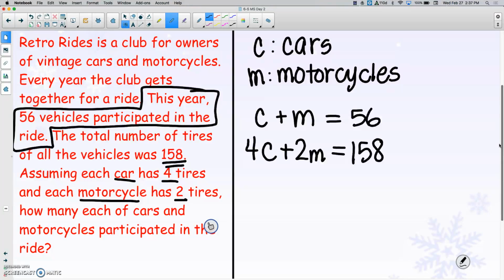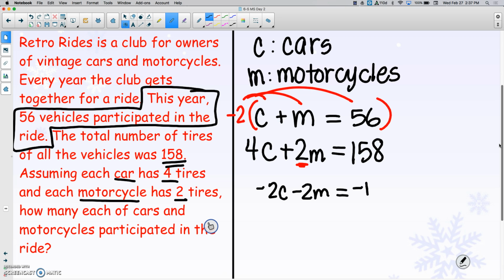Now we've got our system. So this one was a lot trickier to set up. Now, I am going to choose on this one. I can either eliminate the cars or the motorcycles. I'm going to eliminate motorcycles. So I see a 2M here. So I'm going to multiply by -2 because then I will have my opposites. So new first equation, -2C, -2M equals -112. Second equation is not changing.